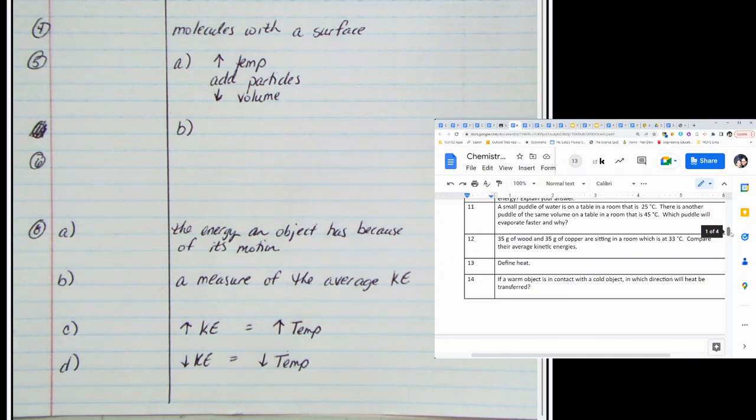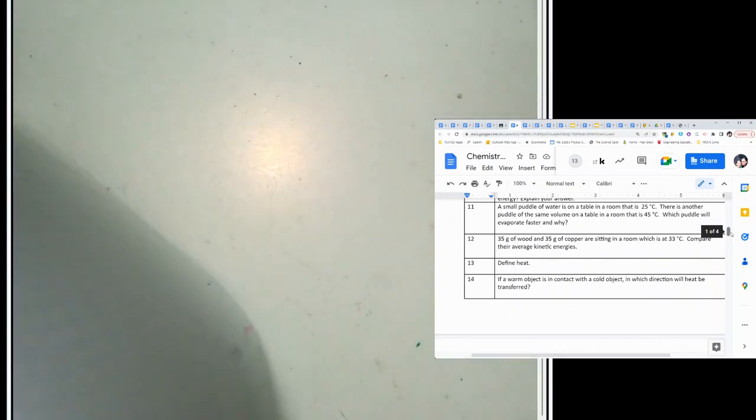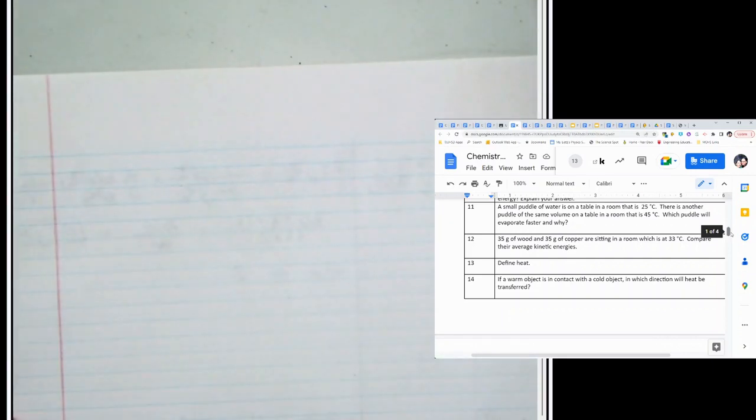What is the definition for number 13? What is the definition of heat? Good. Transfer of energy from an object of higher temperature to an object of lower temperature. This is number 13.